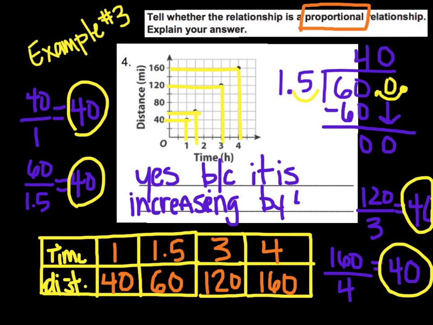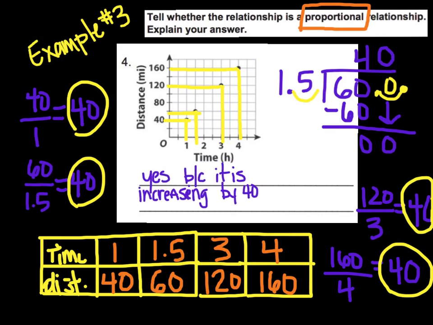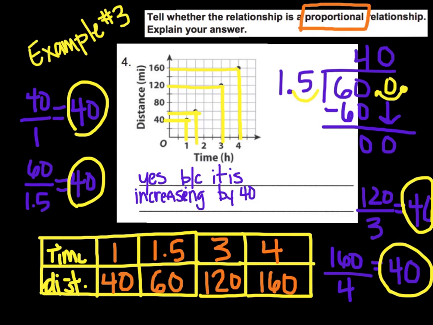by 40 each time. So let me see if I can make all those words smaller. It's increasing by 40 each time. Let's see if those will get smaller too. Perfect.